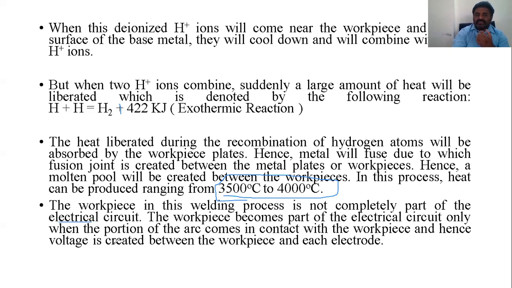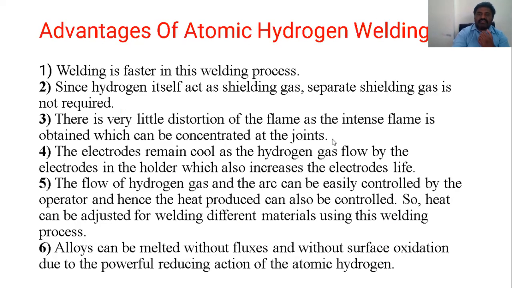The electrical circuit is only the portion of the arc that comes in contact with the workpiece. The very important point is that since the voltage is created between the workpiece and the electrode, an arc will form here. Now, the advantage: welding is much faster in this process.